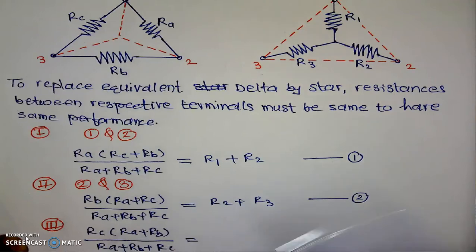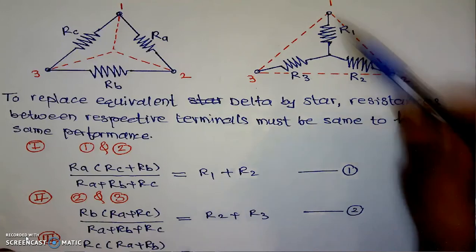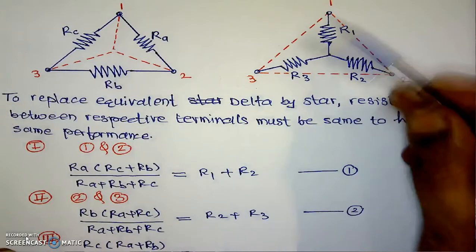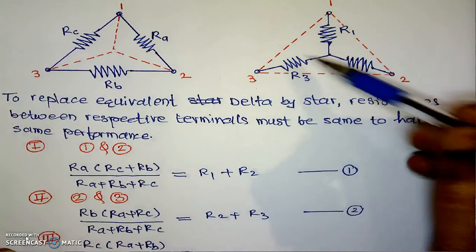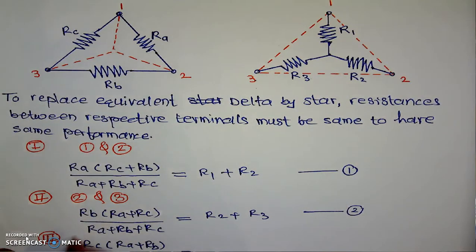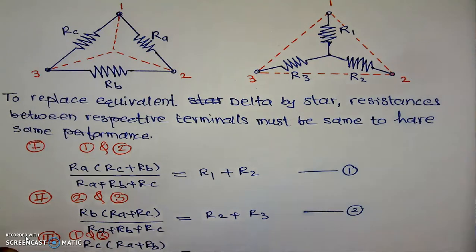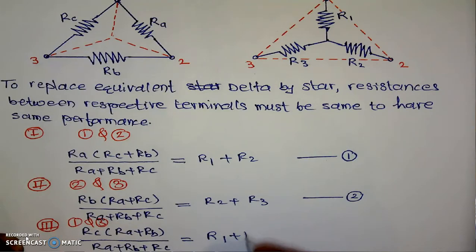the following for the star connection. Here is terminal 1 and here is terminal 3. If we are finding this resistance between 1 and 3, R2 will not be in series or parallel, it will be an open circuit. That is why its resistance will be R1 plus R3. This is equation number 3.